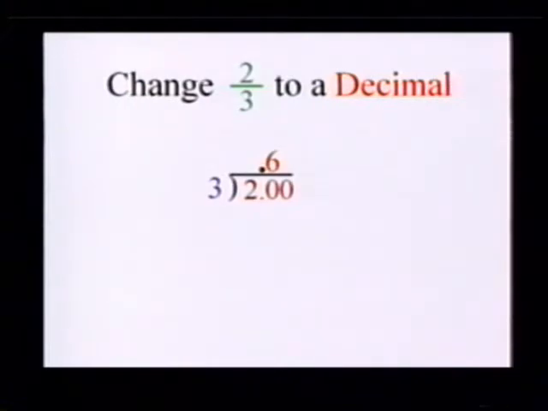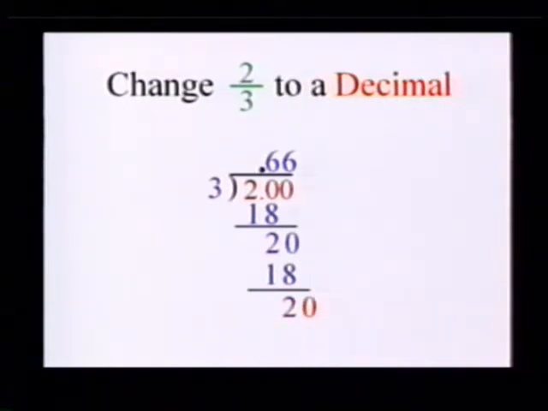About 6. Okay, multiply, subtract, and bring down the next digit. Okay, let's see, it didn't come out even, so let's try it again. Re-estimate. 3 into 20, multiply, subtract, and bring down the next digit. Well, there wasn't a next digit, but you could say it was 0.